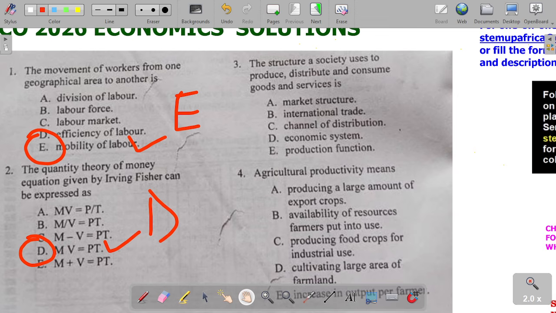Number 3 says the structure a society uses to produce, distribute, and consume goods and services is known as what? Market structure, no. International trade, of course not. Chain of distribution, no. That is talking about from the manufacturer to the wholesaler, retailer, and back to the consumer. That's not what this question is talking about. It's economic system. Number 3 is D. The answer is economic system.